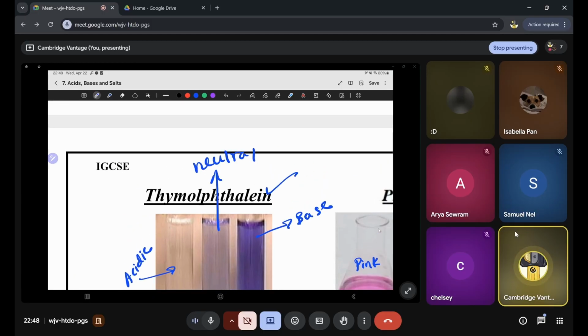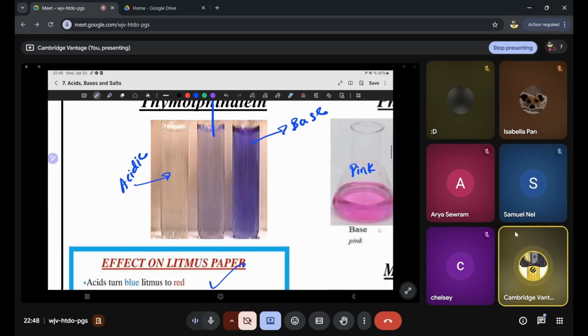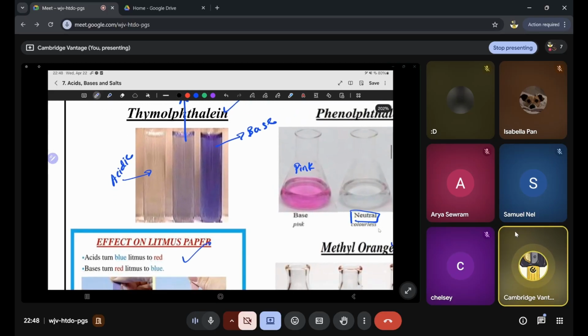So it's neither blue exactly nor acidic. It's a very pale bluish color, or just a midpoint between the colorless and blue. So that is the color for thymolphthalein.